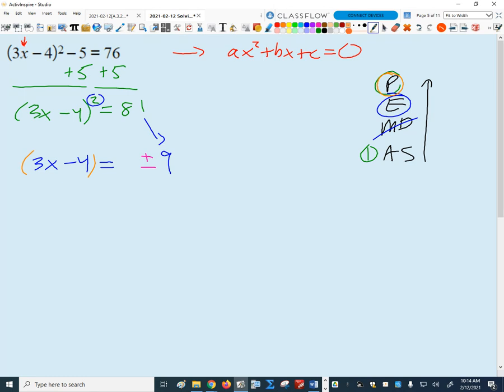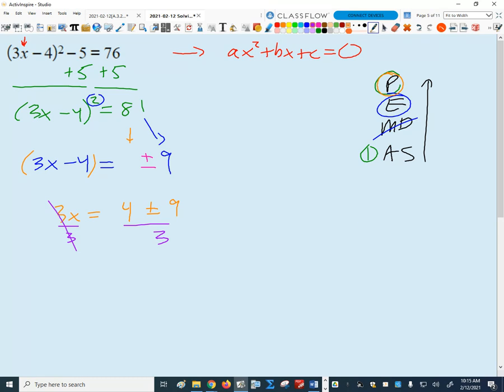Okay. Now, here's a trick, though. When I do those 2 steps, because I've got 2 solutions coming out of this eventually, one for the positive and one for the negative 9, right? Here's a really good trick. When I add that 4, I'm always going to put it in front of the plus or minus, right? So I'm going to get 3x equals 4 plus or minus 9. And then the last step is, remember, we're going to divide by 3.